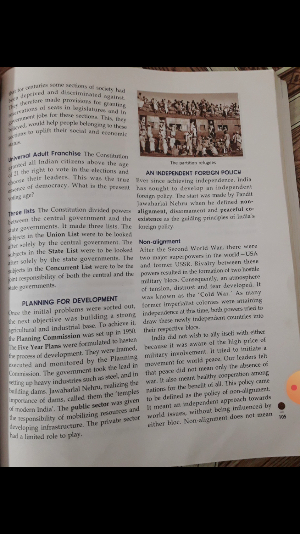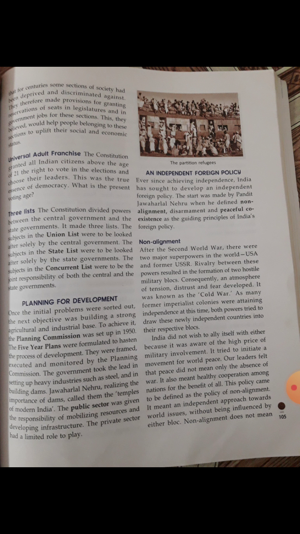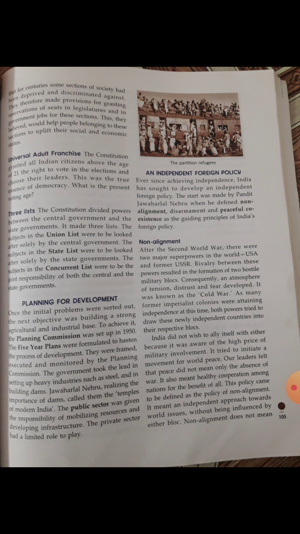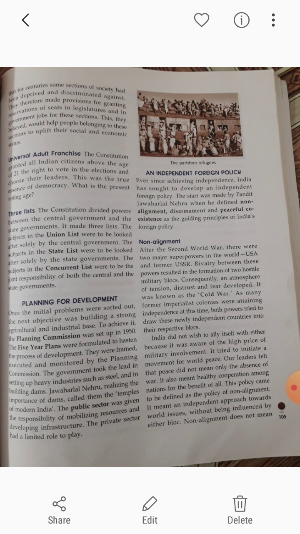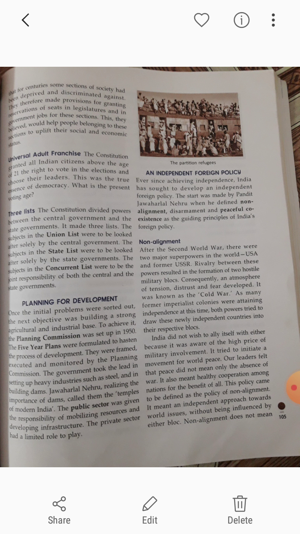Now, the government also took the lead in setting up heavy industries such as steel and building dams. Jawaharlal Nehru realized the importance of dams. That is why he called dams the temples of modern India. Clear? The public sector was given the responsibility to mobilize resources and develop infrastructure. The private sector also played a leading role.